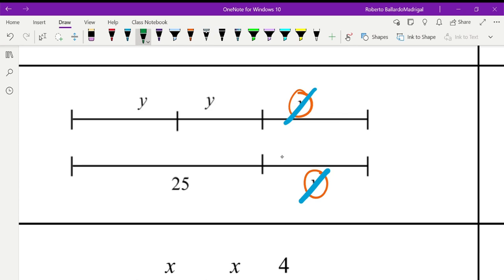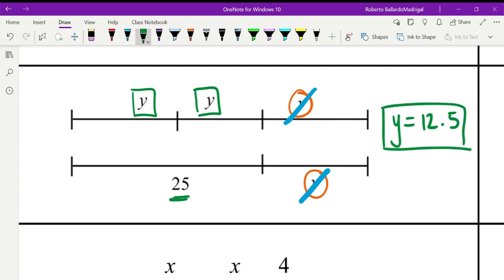So here we're looking for 2 equal size groups that make 25. If I'm looking for 2 equal size groups that make 25, then what must each group contain? Gemma. 12.5. Once again, 12.5. We're looking for 2 equal size groups that make 25, that add up to 25. All right, let's continue.